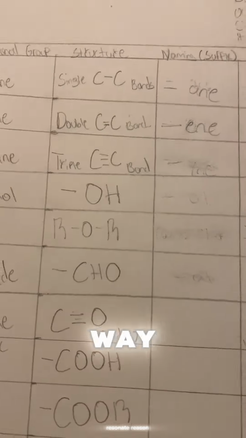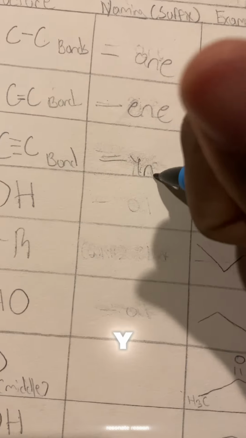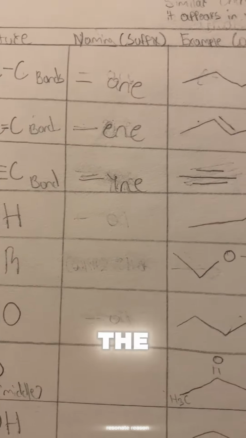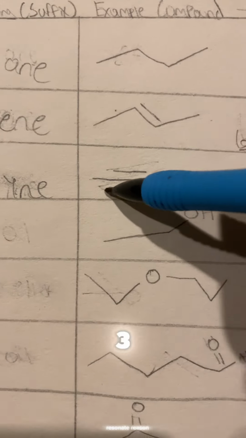carbon bond. The way you name it is just as it is in the suffix of the functional group. It's just going to be dash, Y, E. Now let's move on to the example. If you look right here, you can see that it has 1, 2, 3 bonds.